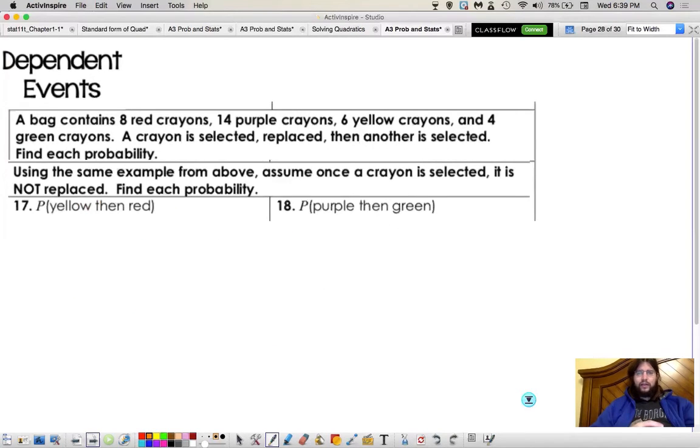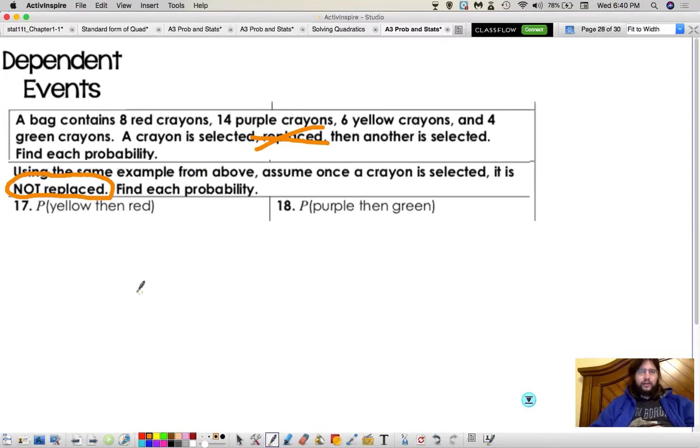Now, what if they're dependent? So we're taking a crayon and we're not replacing them. I grabbed this because it has the numbers on it, but we're not replacing it this time. Not replaced.